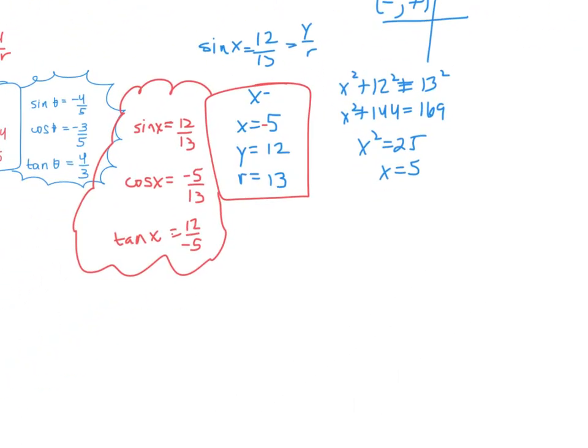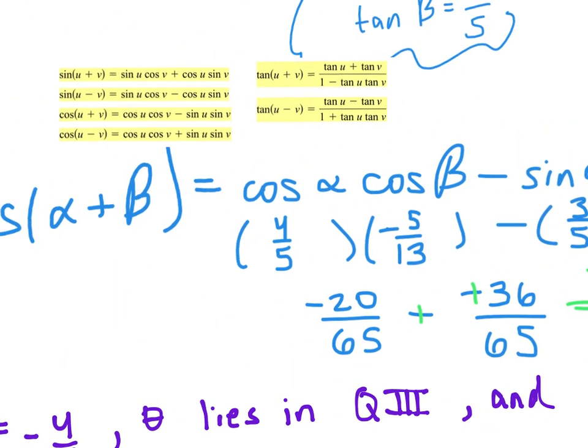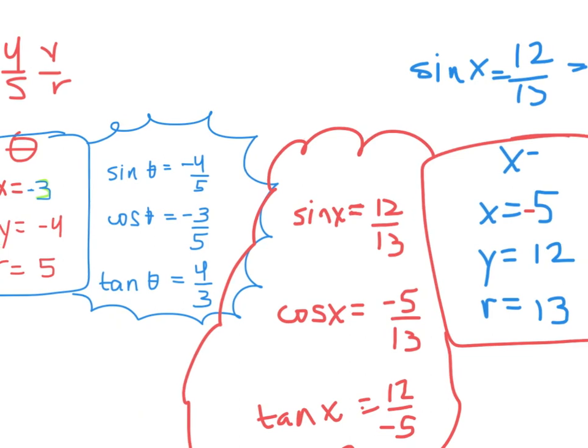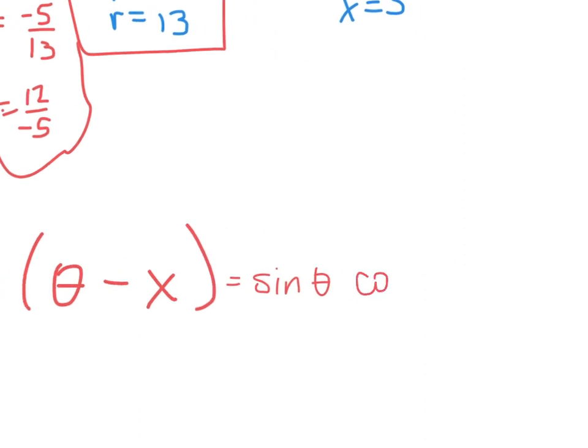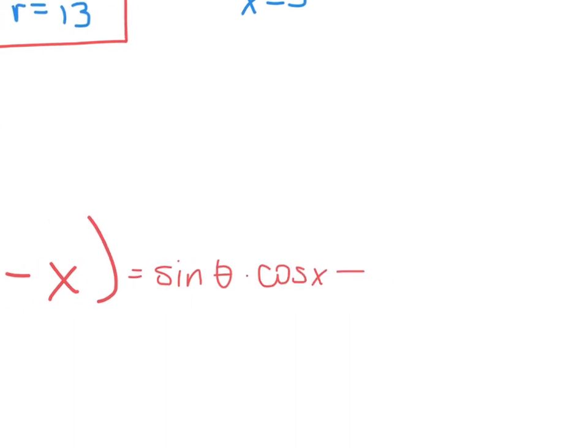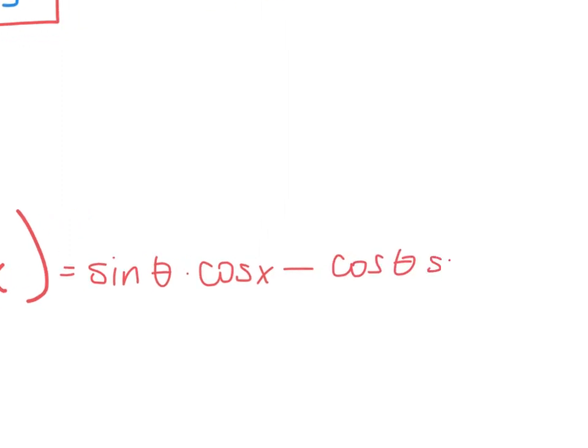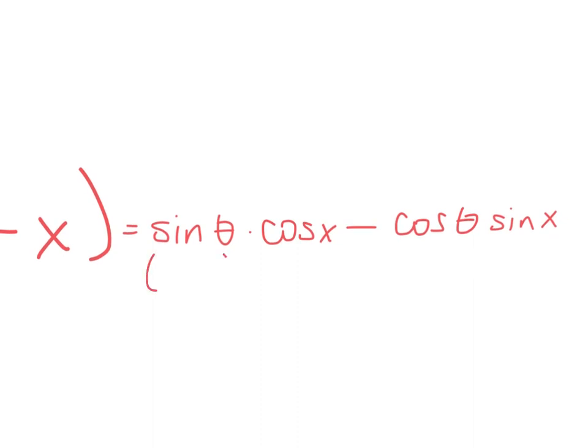Because what are they asking us to find? Sine of theta minus x. So I need sine of theta minus x. What is the formula for sine when we're subtracting? It's sine cosine minus cosine sine. So I'm going to say sine of theta times the cosine of x minus cosine theta times the sine of x. And again, we simply are plugging in our values.